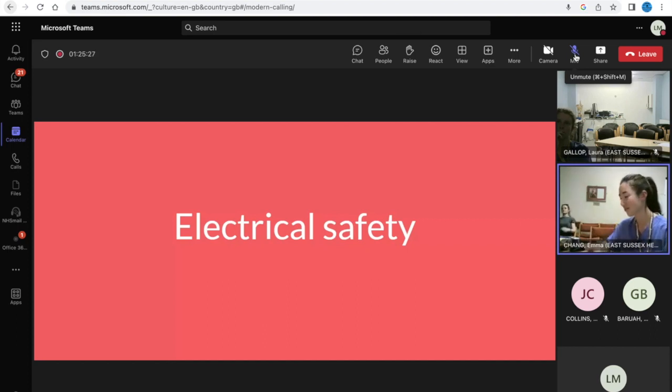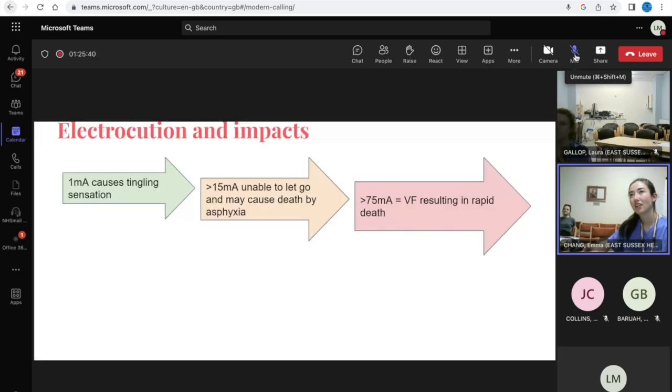Okay, last bit, guys. Annoyingly, this is one of the most important bits, but kind of the most boring. Electrical safety is something that they like to quiz us on in the FRCA. So let's learn about it.